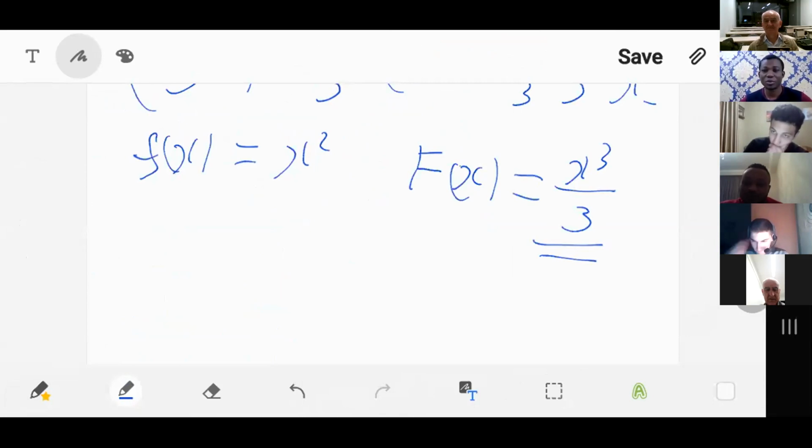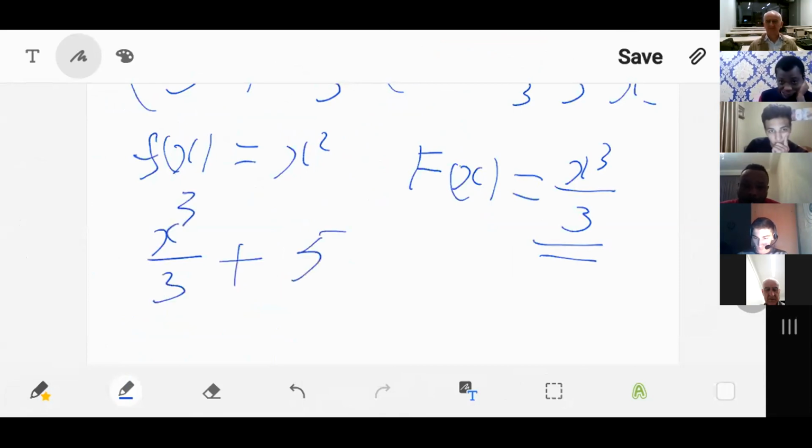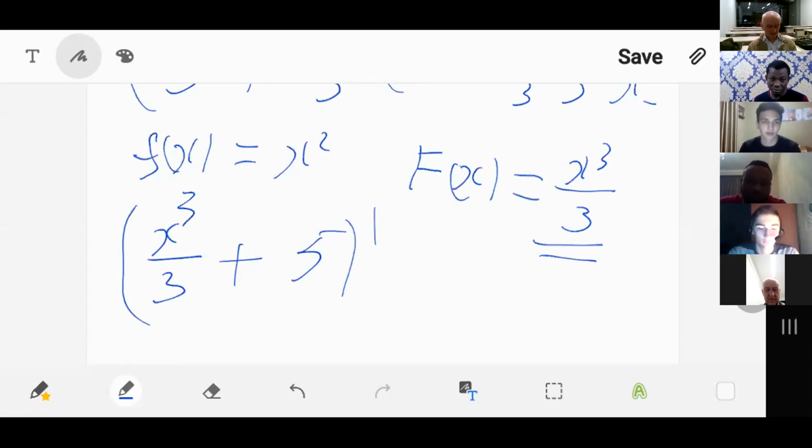2x. What do you think? 2x over 2. 2x raised to the power 2. What about the function x cubed over 3 plus 5? What do you think? What is the derivative of this function? The derivative of x cubed over 3 plus the derivative of 5. The derivative of any number is 0. Yes, the derivative of any constant number is 0. So it's the same thing. If we differentiate this function, we will get the same answer, x squared.